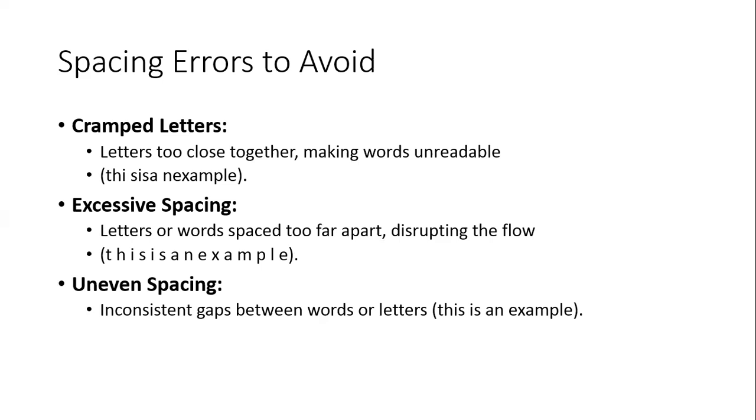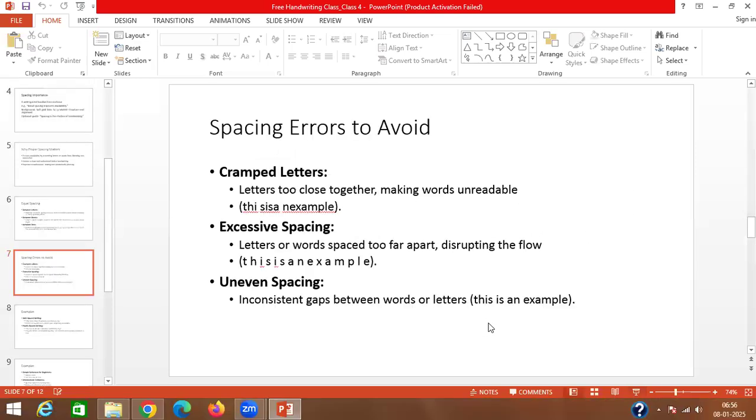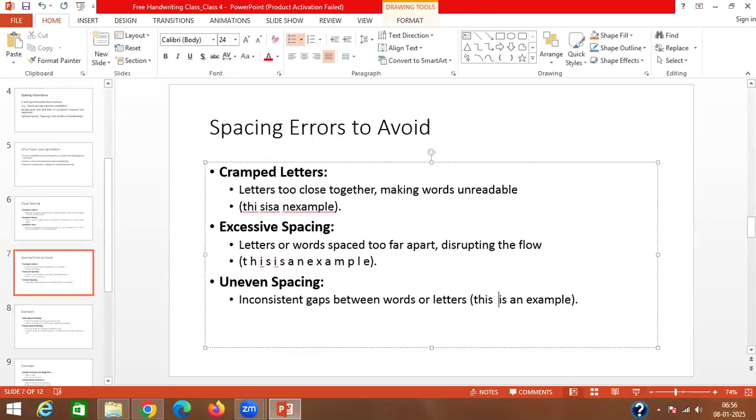Third, uneven spacing. This is an example. There will be uneven spacing. There will be more spacing here, like this, and here there is no space. Uneven spacing.